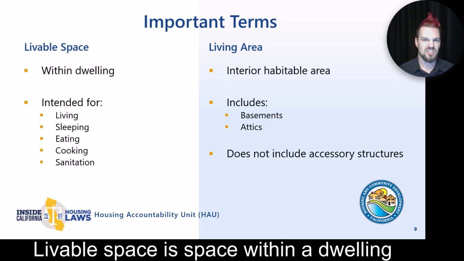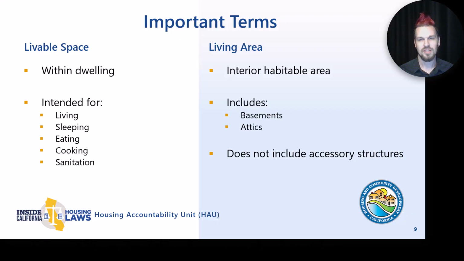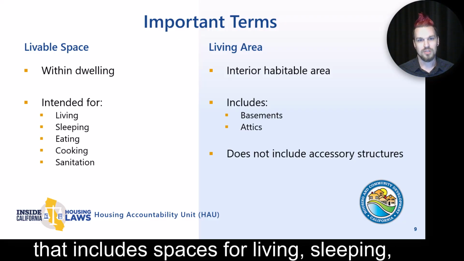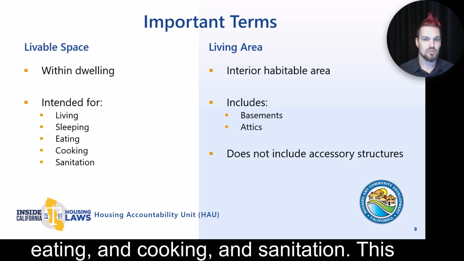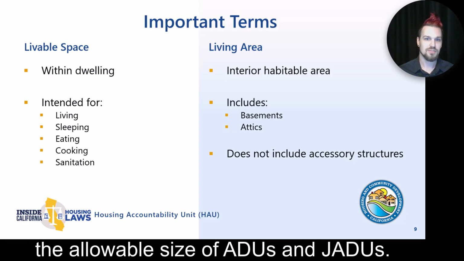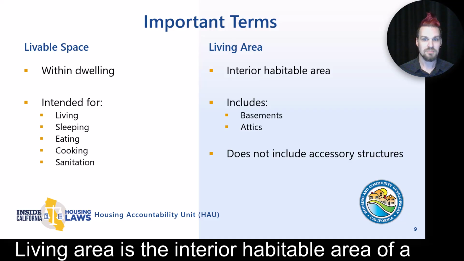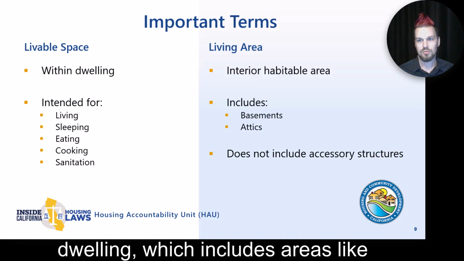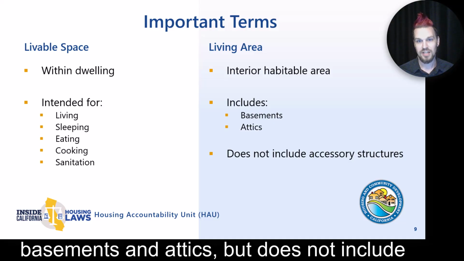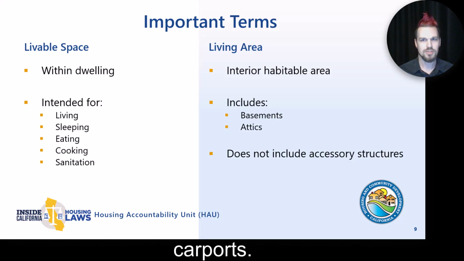Livable space is space within a dwelling intended for human habitation. That includes spaces for living, sleeping, eating, cooking, and sanitation. This term is used most often when determining the allowable size of ADUs and JADUs. Living area is the interior habitable area of a dwelling, which includes areas like basements and attics, but does not include accessory structures like garages or carports.